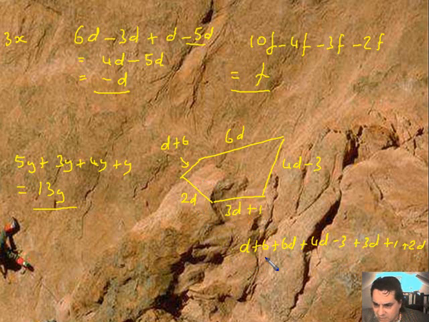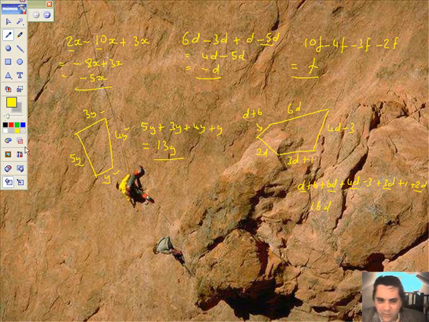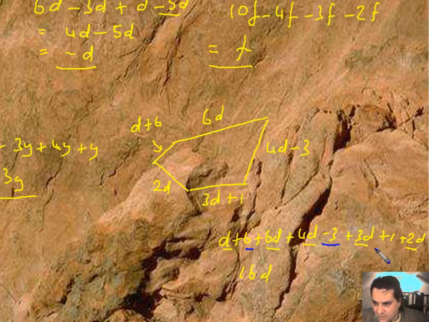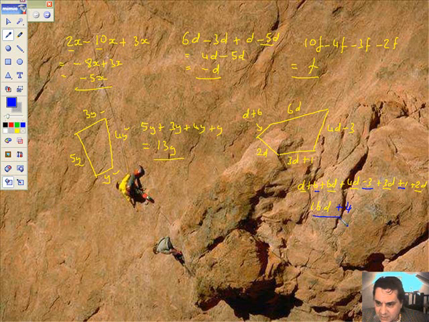So what have we got here? We've got a d plus 6d. Let's just do the d's first. That's 7d plus 4d is 11d, plus 3d is 11, 12, 13, 14d, plus 2d. I've got 16d's. Now we'll do the numbers. I've got 6 take away 3 is 3, and 3 plus 1 gives us 4. So I've got 16d plus 4.